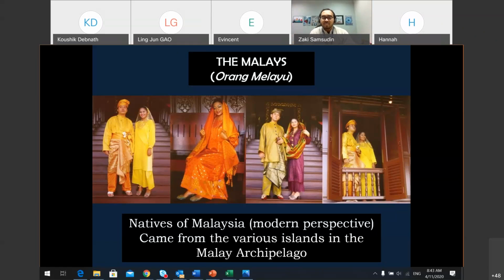So that's why it's pretty common for a Malay person like myself to have these different branches in terms of where our ancestors came from. Different roots or branches of where our ancestors came from.